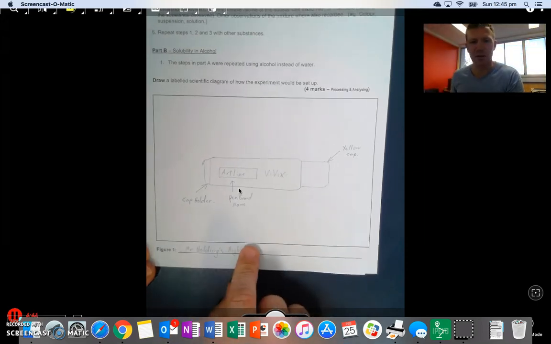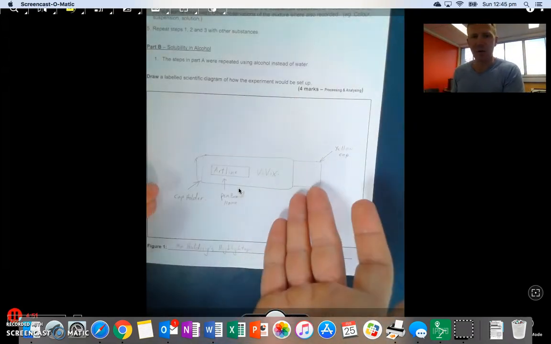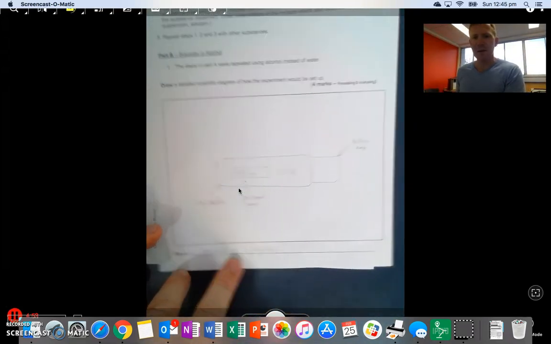As you saw, I've created my title here. Figure 1, Mr. Holding's highlighter. Again, you need to make that up. Make sure it's applicable. In this case, it is because this is my highlighter. That's the title of the figure.